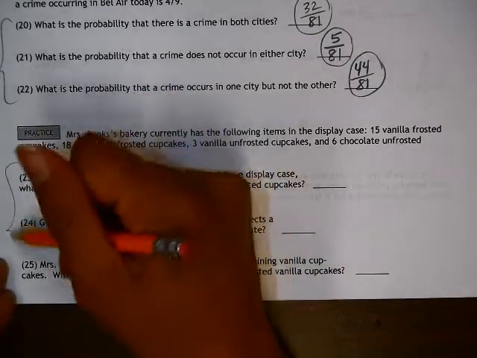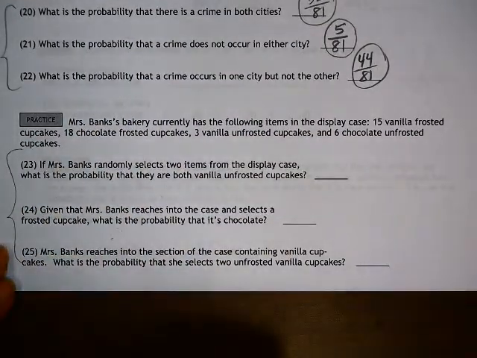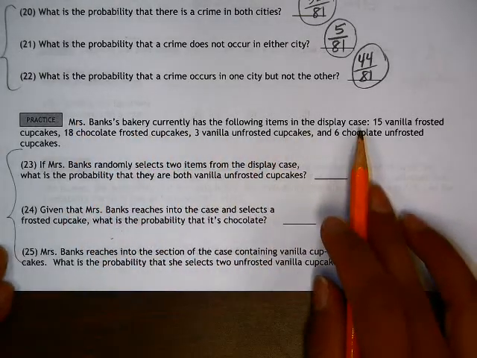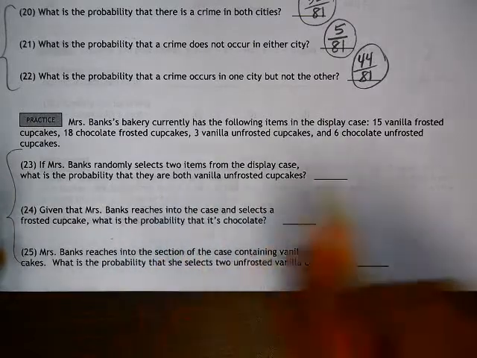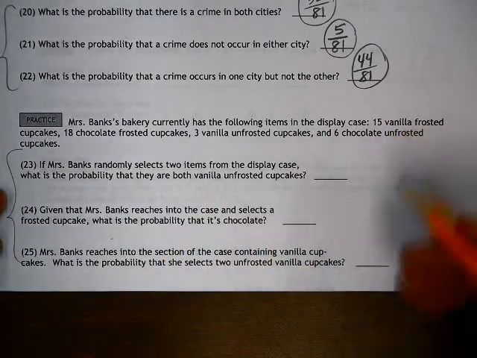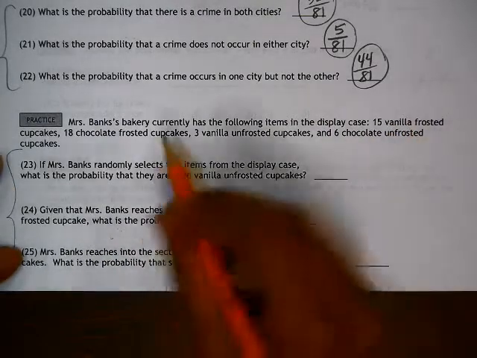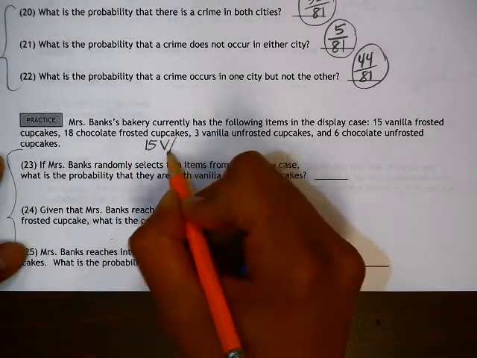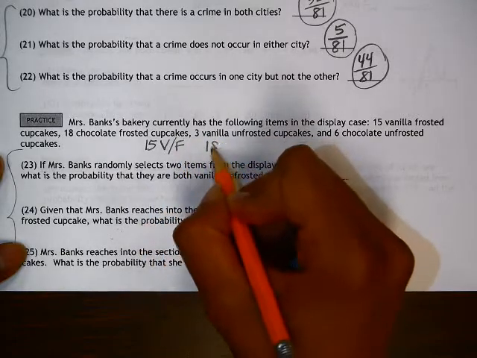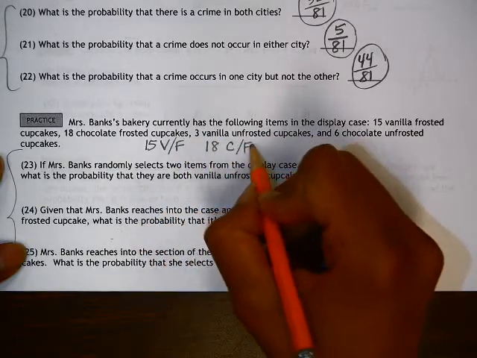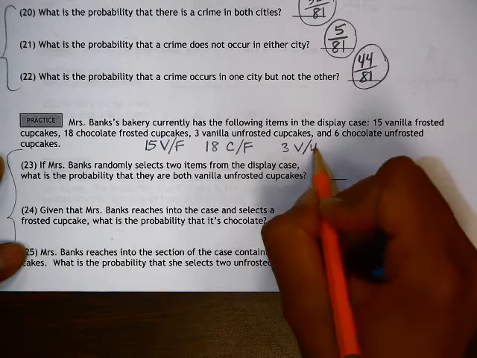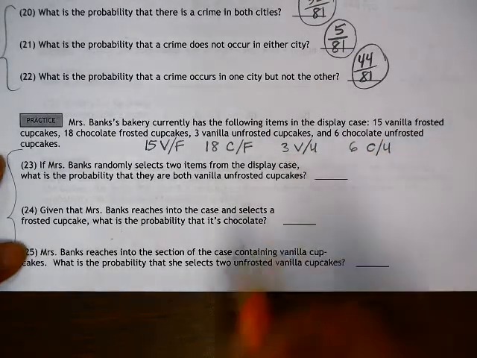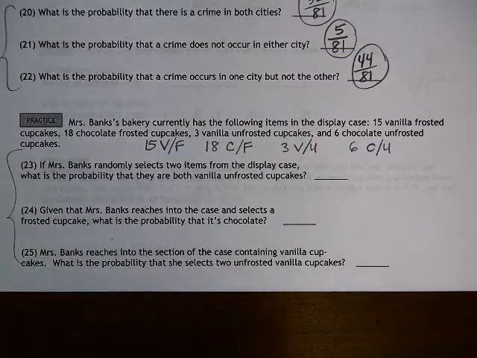All right, let's look at 23 through 25. So we have a list of all of the items in this display case. It's very helpful to list them. Use abbreviations if you want, but just to make a summary of what's being stated here. So we have 15 vanilla frosted cupcakes, 18 that are chocolate and frosted, 3 that are vanilla and unfrosted, 6 that are chocolate and unfrosted. So I'm just using these letters to represent all of those descriptions.